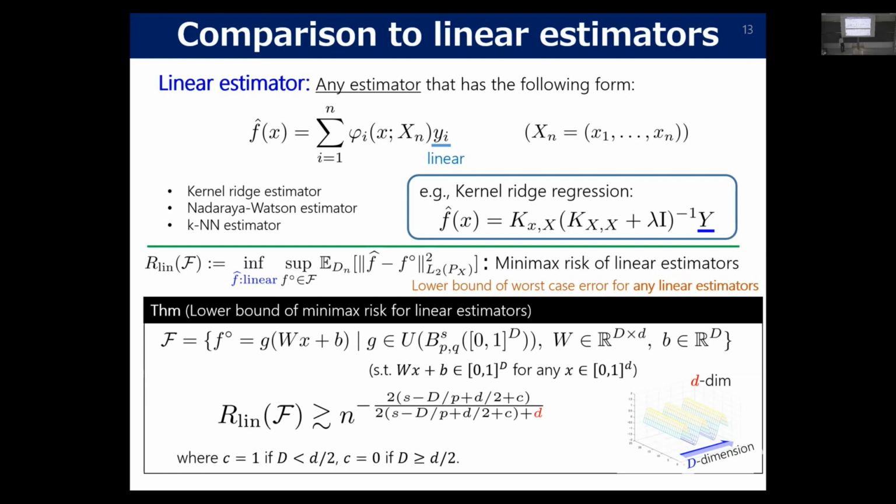Suppose that the true function is written as the composition of an isotropic Besov function and an affine transformation Wx plus b. Here we assume Wx plus b is always inside some unit cube. And here W is a kind of projection to a low dimensional subspace, so we assume capital D is smaller than small d, the whole space. W and b are some matrix and vector. For this function class, we consider the minimax optimal rate with respect to the linear estimators.